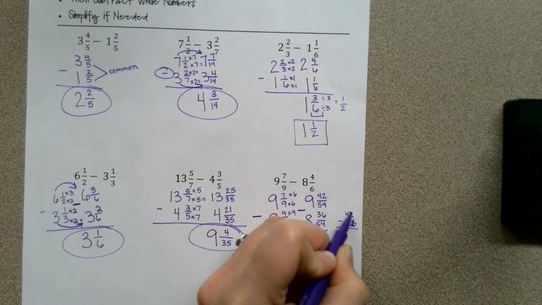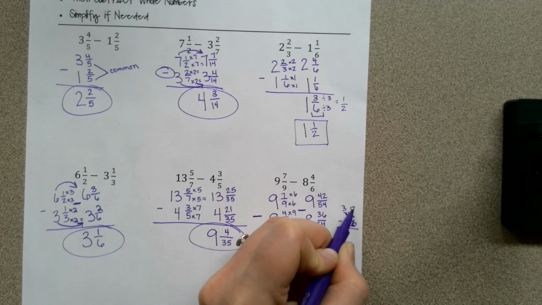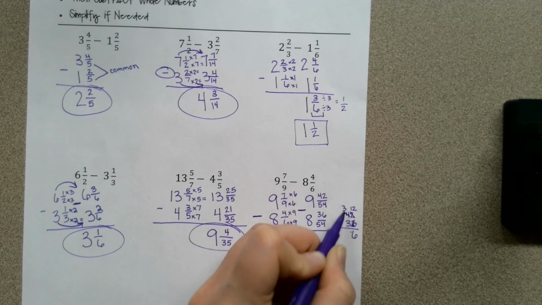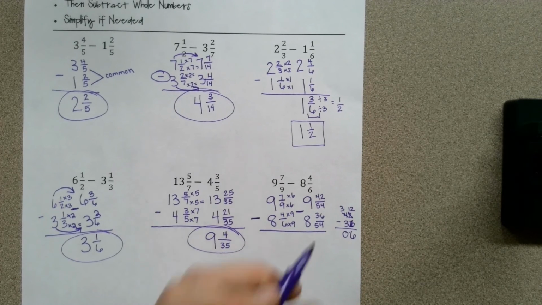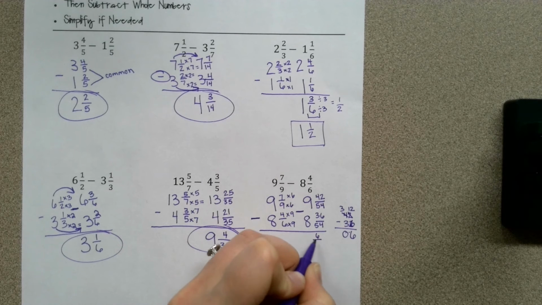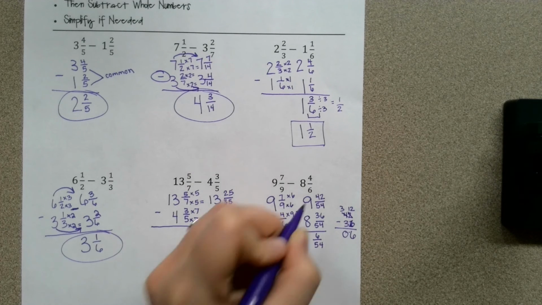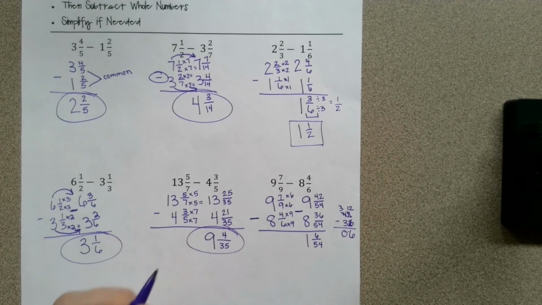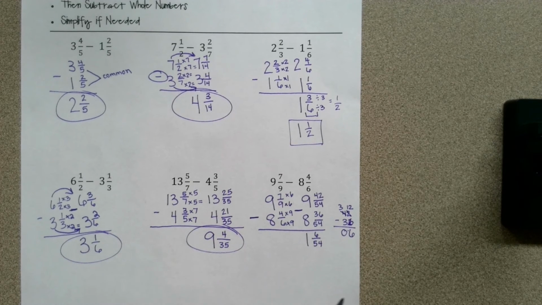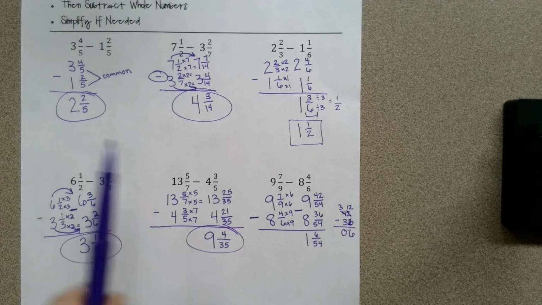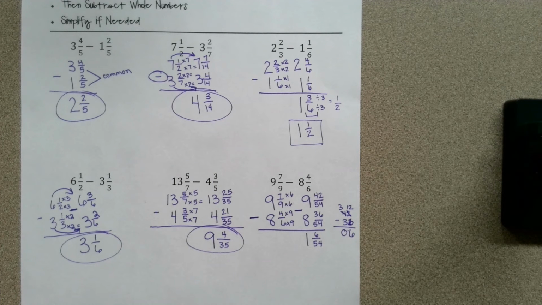42 minus 36, we will need to borrow. So now we have 12 minus 6, which is 6. 3 minus 3 is 0. So we have 6 left over out of the same common denominator, which is 54. 9 minus 8 is 1. Always check to see if we can simplify, which because of the denominators we've chosen for each of these, we haven't had to simplify as much.